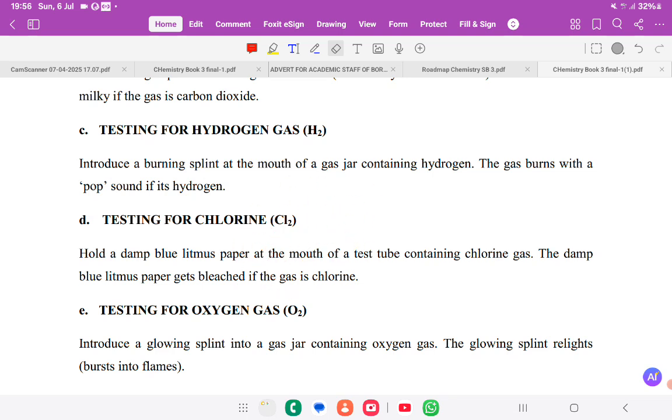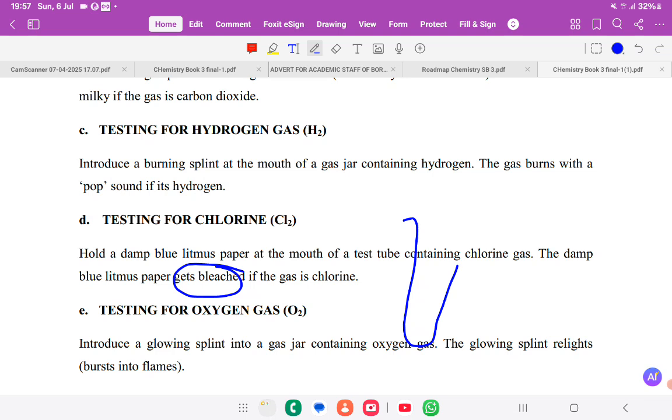So what chlorine does is that it has a tendency to remove color. For example, blue litmus paper can be made white by chlorine. All right, blue litmus paper can be made white. The process of removing color from paper is called bleaching. All right, so the procedure is simple. Just hold a damp blue litmus paper at the mouth of a test tube containing the gas.